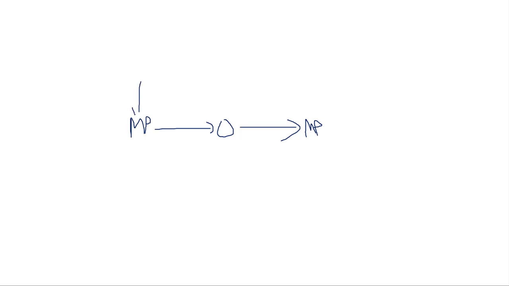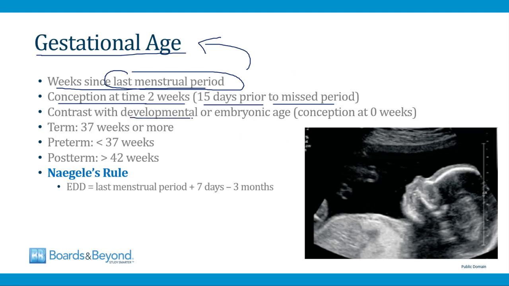So since we call the last menstrual period time 0, this means that ovulation in pregnancy occurs at a time of about 2 weeks, and then the missed menstrual period, which is when some women realize that they are pregnant, actually occurs at 4 weeks of gestational age. And this is in contrast to developmental or embryonic age. When you're reading embryology textbooks, they will talk about conception at 0 weeks and development going forward from that point. Clinically, in obstetrics, we talk about the gestational age where conception occurs at a time of 2 weeks.